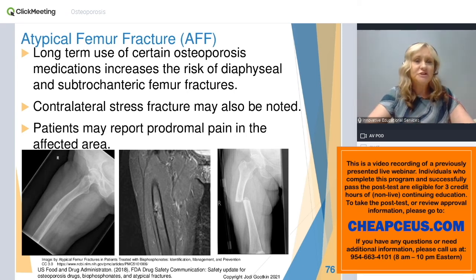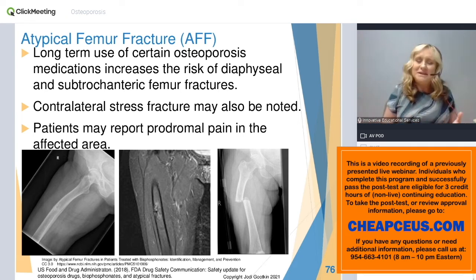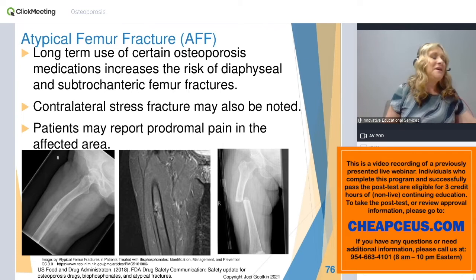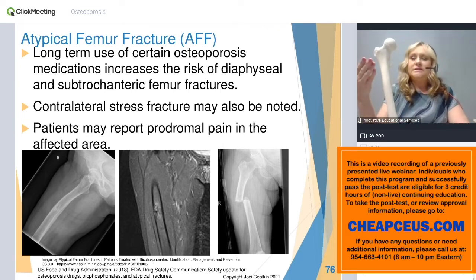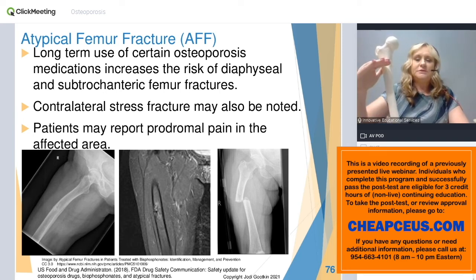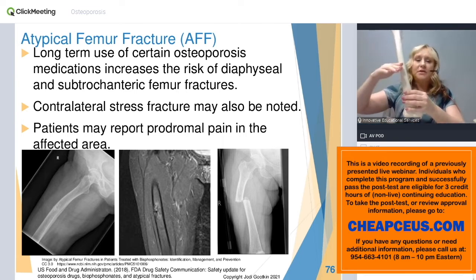Atypical femur fracture is an adverse effect that can occur again from these bisphosphonate medications that are functioning to try and improve bone integrity. May not make sense. Stick with me. When we look at atypical femur fractures, it's somewhere occurring for the individual. It's going to be below the trochanter and above the supracondylar line. So it's somewhere in the long part of the bone.